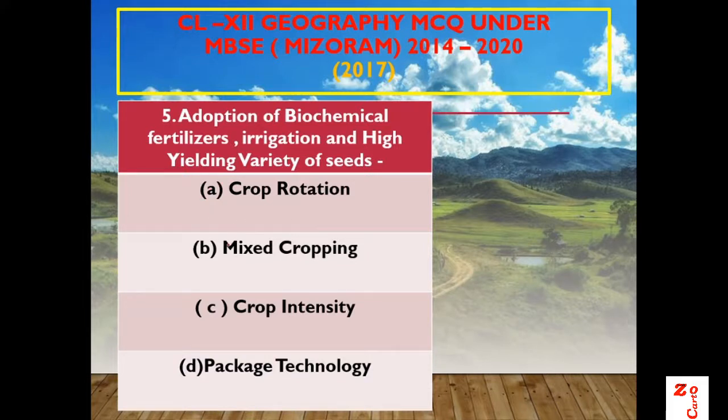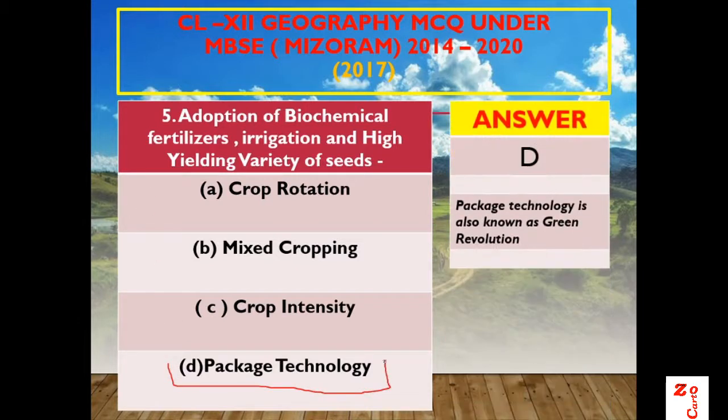Adoption of chemical fertilizers, irrigation and high-yielding varieties of seeds is known as A. Crop rotation, B. Mixed cropping, C. Crop intensity, D. Package technology. D. Package technology is also known as the Green Revolution, which took place around 1967.